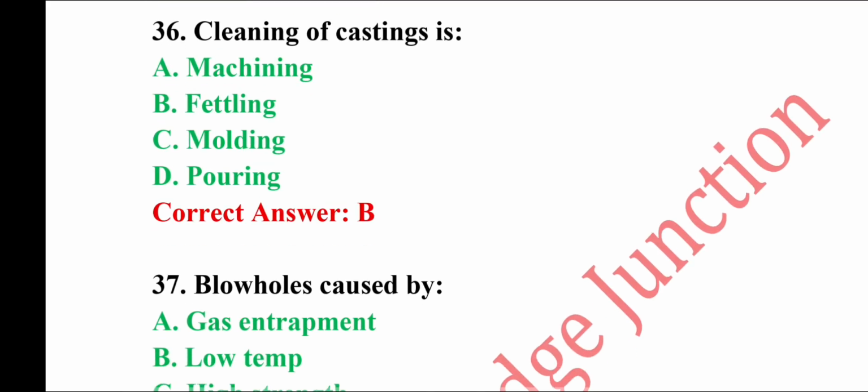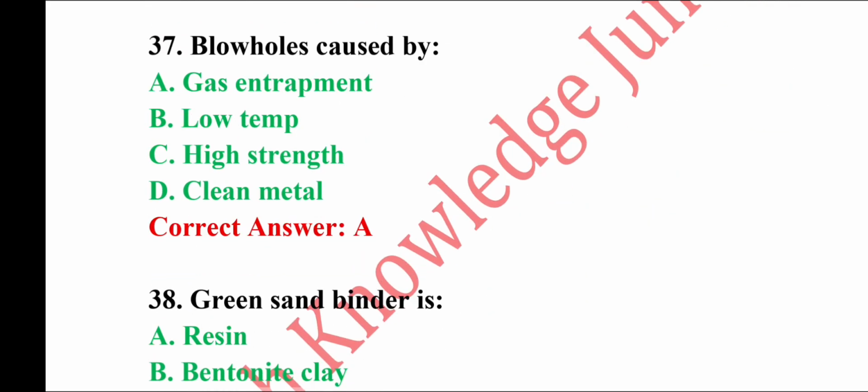Then question number 36: cleaning of casting. The options are machining, fettling, molding, or pouring. The correct answer is B, that is called the fettling process. The cleaning of casting is known as the fettling process.